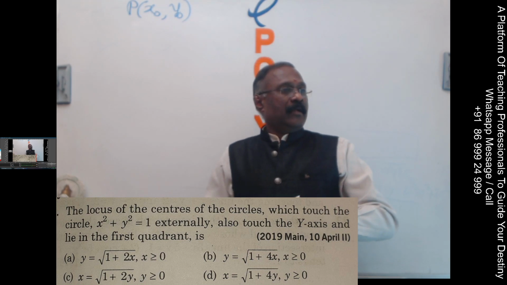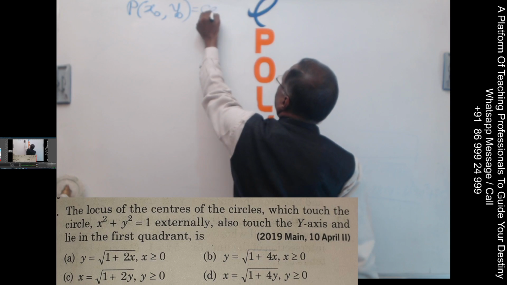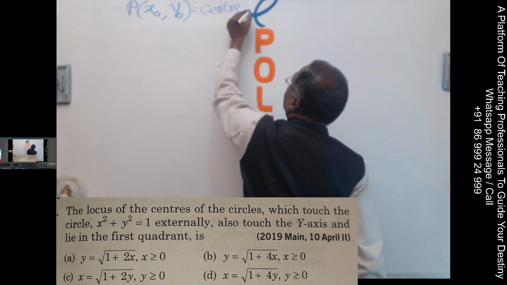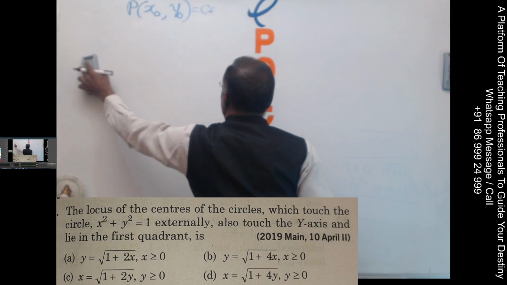What is that point there? The locus of the centers of the circle. So let the center be (x0, y0). That's what I did. Let the center be (x0, y0).